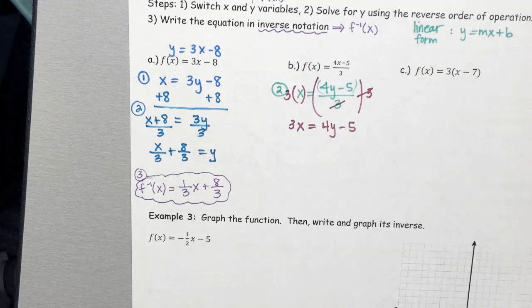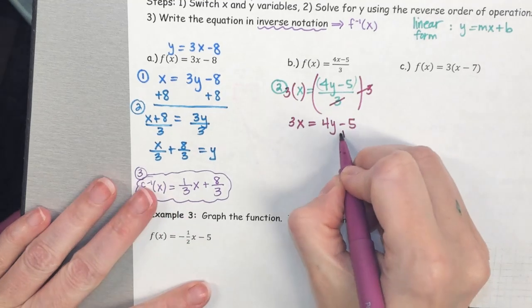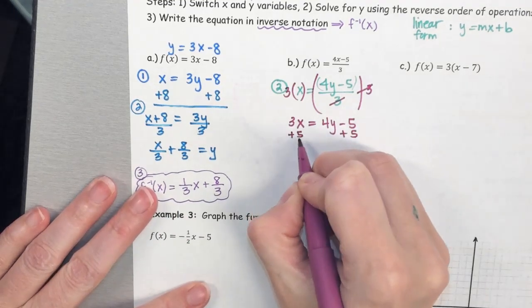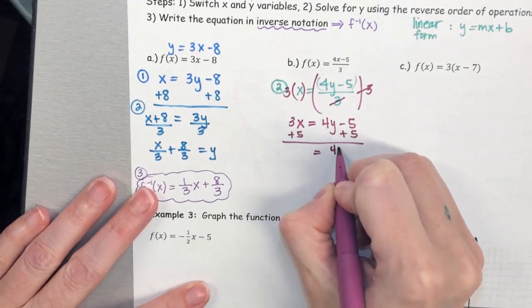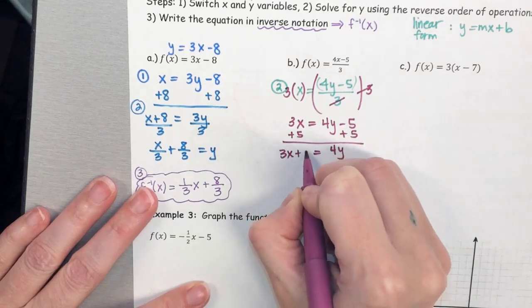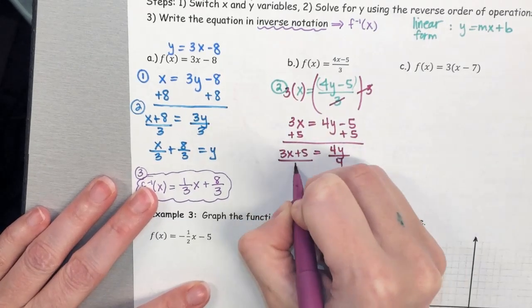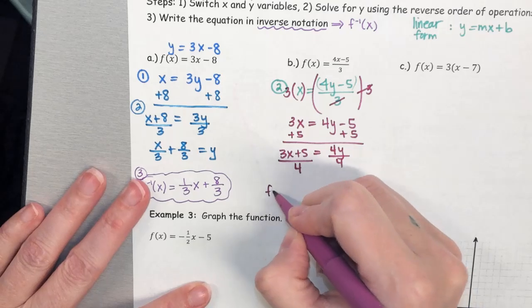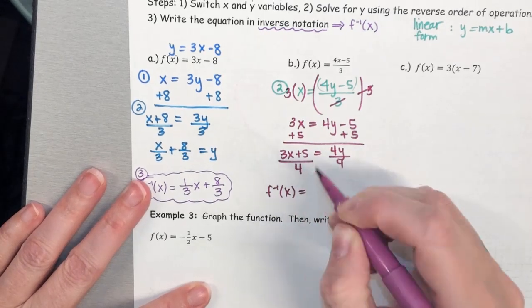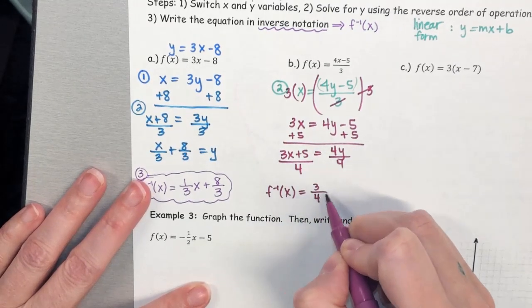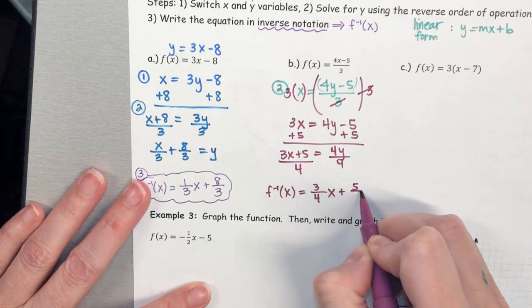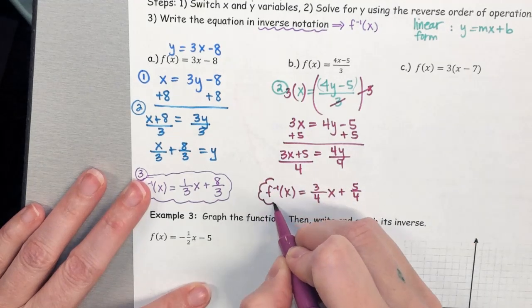Okay, and again, we're just making sure we show all the inverse operations that we're using. So first we add, then we're going to divide. Okay, and once you get there, it's fine if you just say, yep, this is my inverse, 3/4 x plus 5/4. Okay, that's your final.